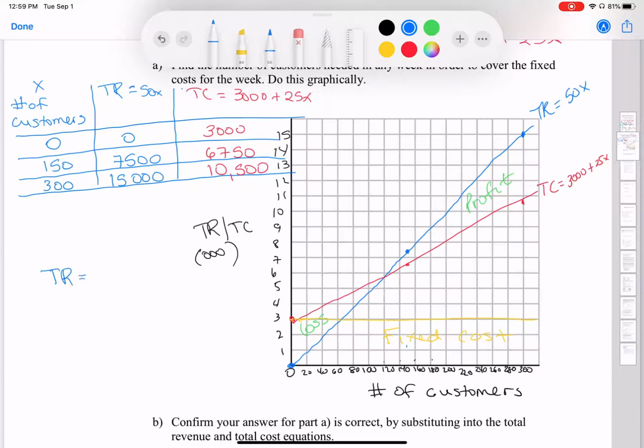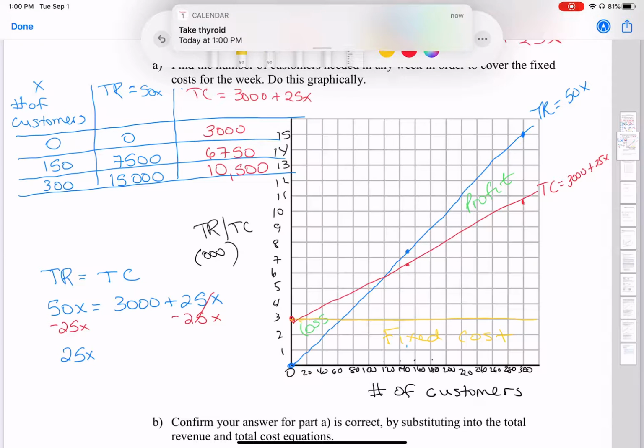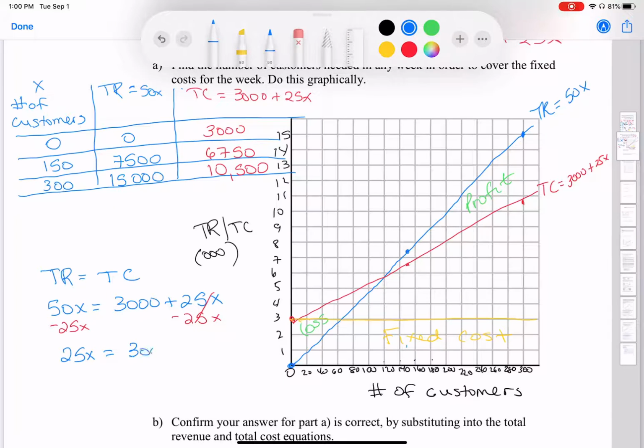To find break-even, we're going to say total revenue is total cost. So we have 50x is equal to 3,000 plus 25x. We're going to do some algebra, subtract 25x off of both sides of the equation, leaving us with 25x. 50 minus 25 is 25, equals 3,000, and x is equal to 120 customers. Looks like our graph is pretty accurate.